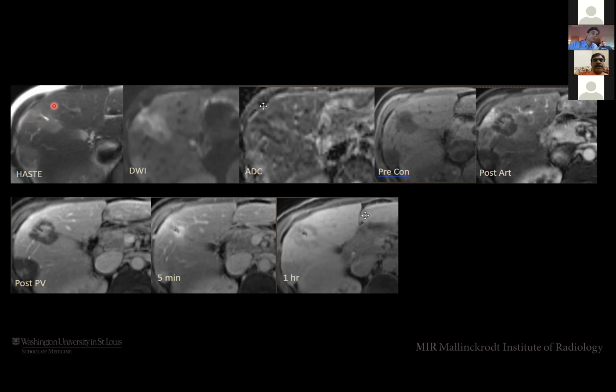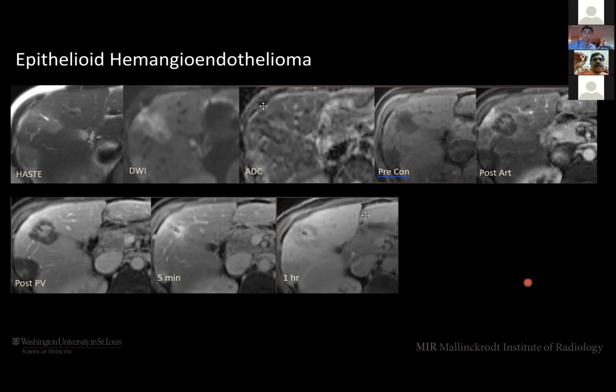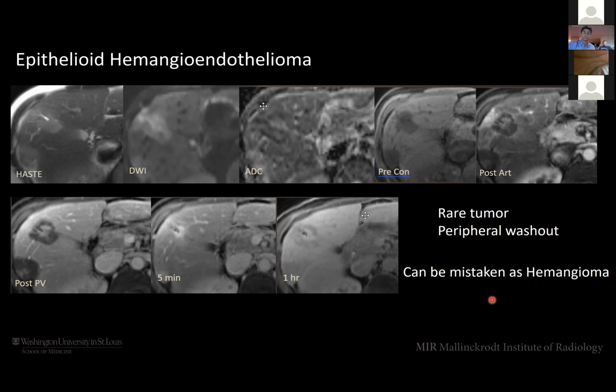There's one more observation here. These areas are subcapsular, and this abnormality is almost radiating towards the porta hepatis. If you can pick it up, and if it comes to mind that these are subcapsular lesions that are going towards the porta hepatis, then you get the diagnosis. This is an epithelioid hemangioendothelioma of the liver. But the key point here is for you to recognize that this is not a benign lesion, this is a malignant lesion, and this is not a hemangioma.